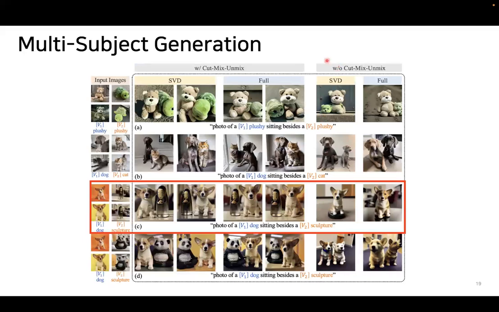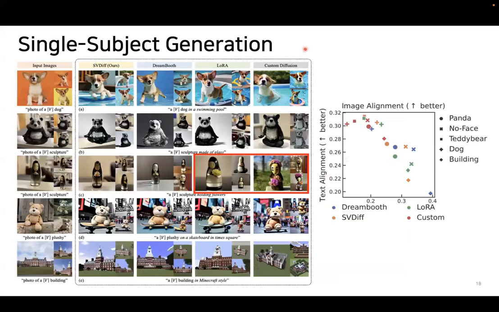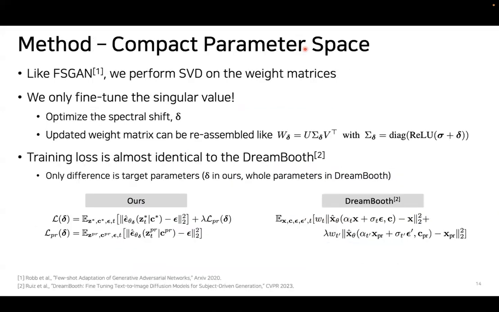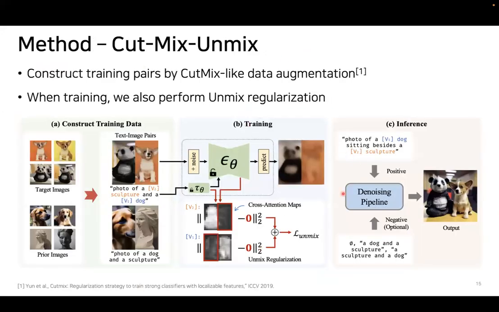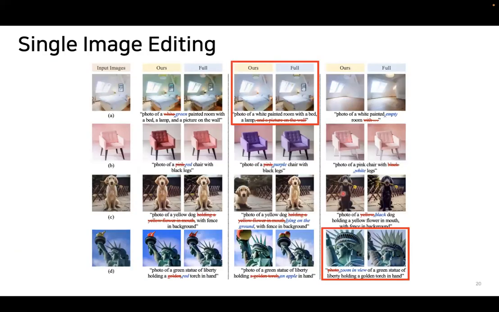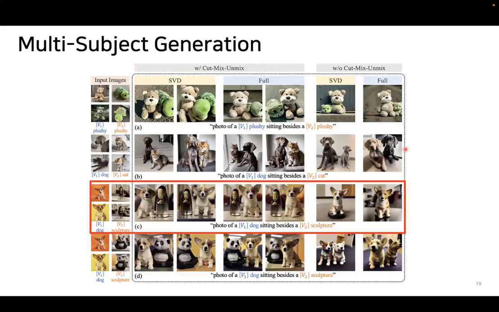And multi-subject generation. Multi-subject generation is for the Cut-Mix and Unmix method. Look at the third row, where the right side is without Cut-Mix and Unmix augmentation. In this case, we can see a dog as a sculpture, which is an unintentionally mixed concept. But when we use Cut-Mix and Unmix augmentation, they are not mixed unintentionally.